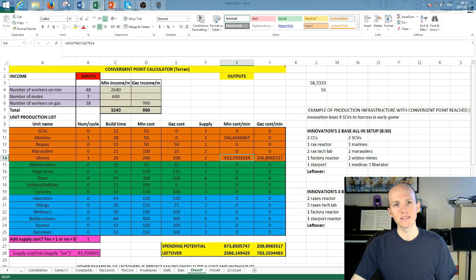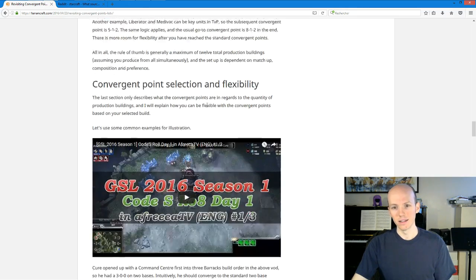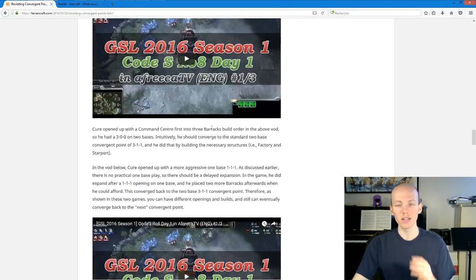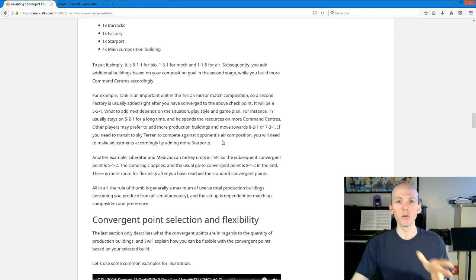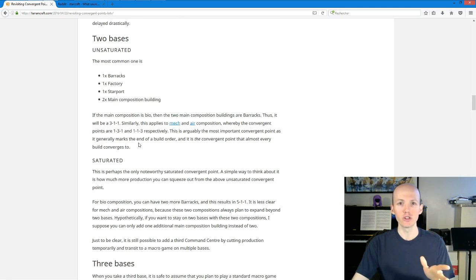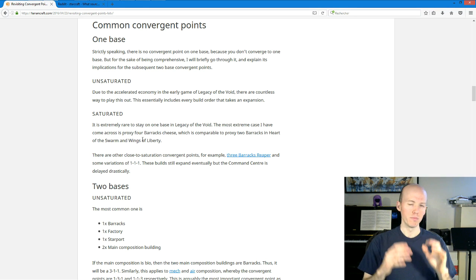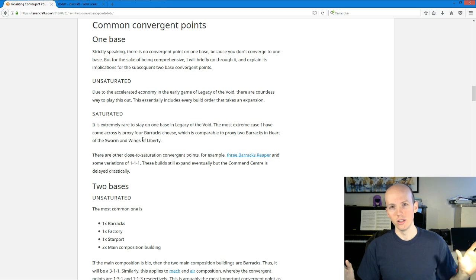So that's the only flaw I could think of when reading Maxilicious' article. I was thinking, okay, so there are the staple build orders, the staple convergent points that people use. Now the thing is, what if someone wants to make a very crazy unit composition?